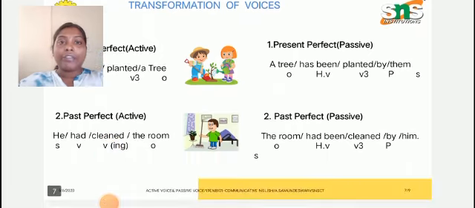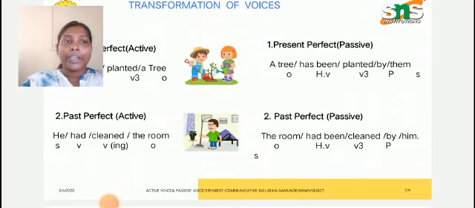Similarly, we have the past perfect tense also. He had cleaned the room. When you change it: the room had been cleaned by him.